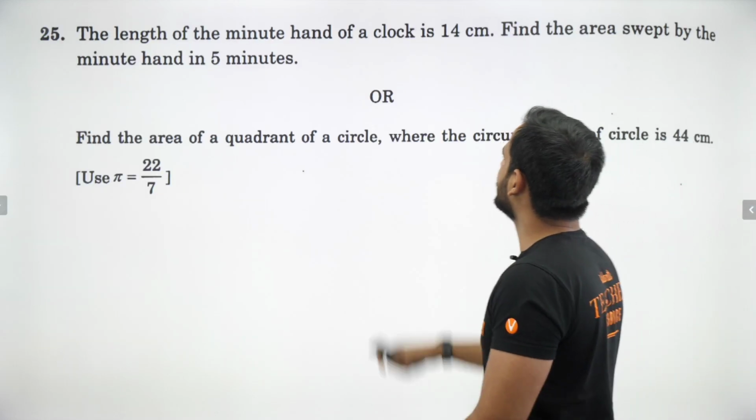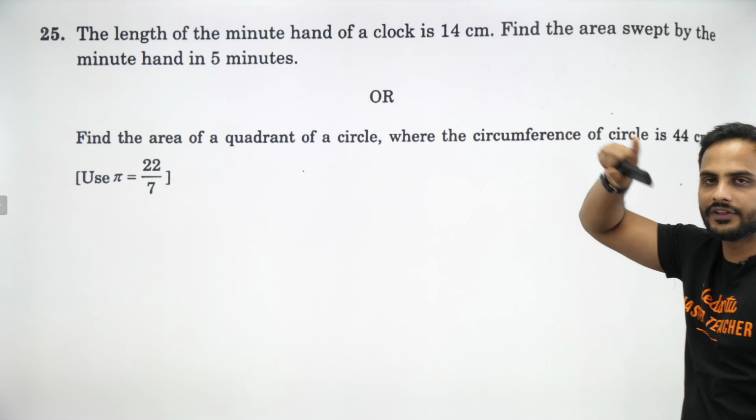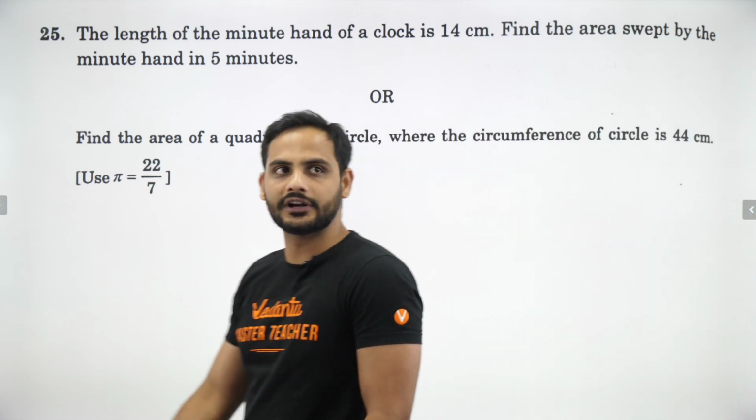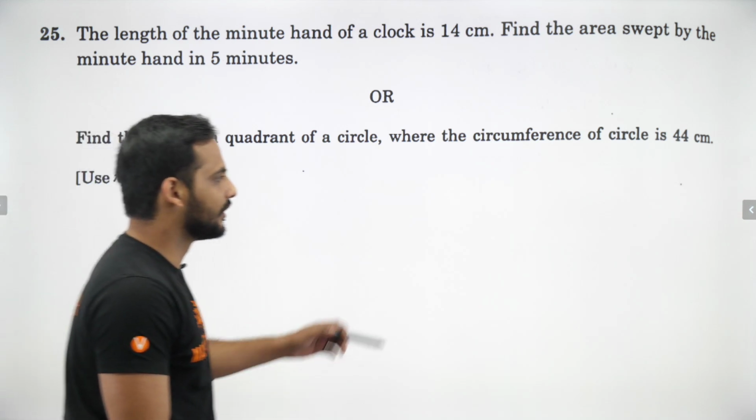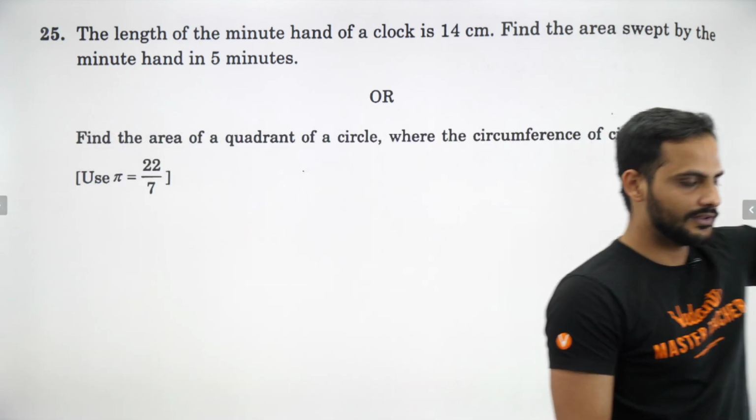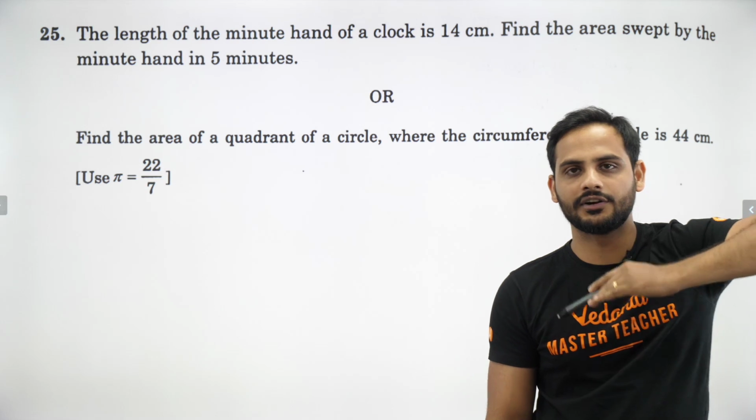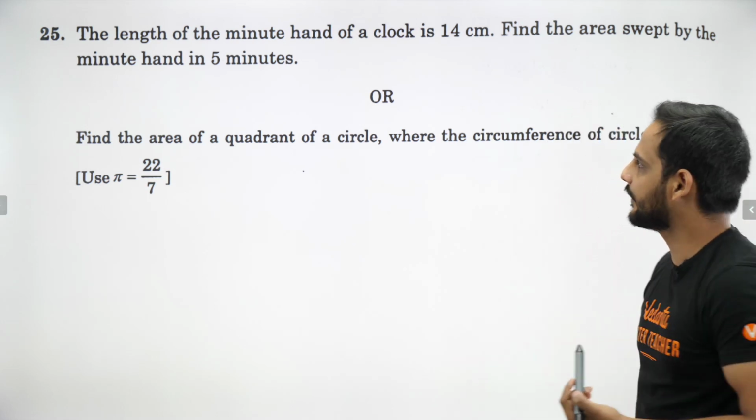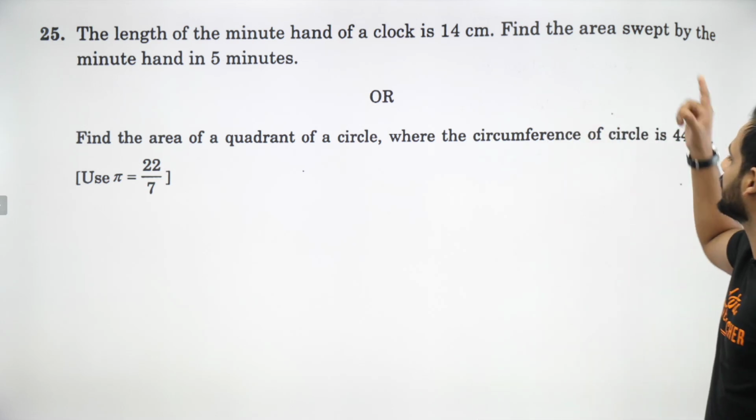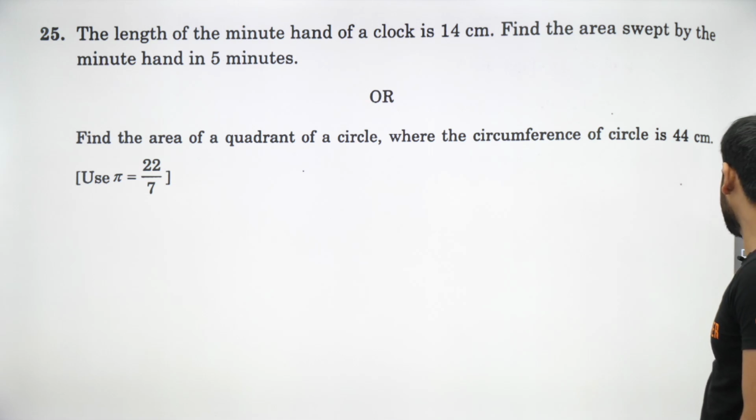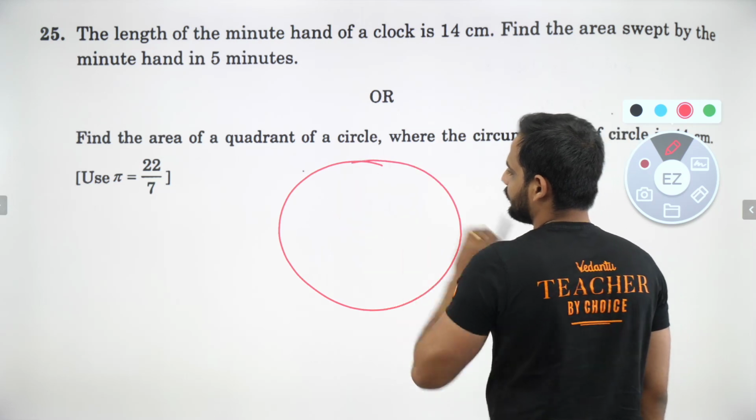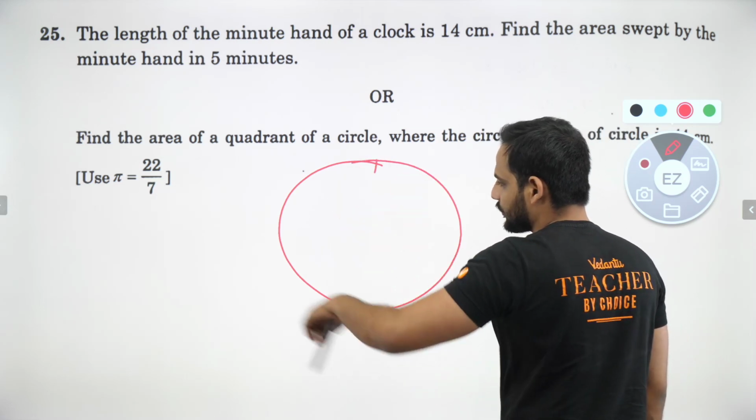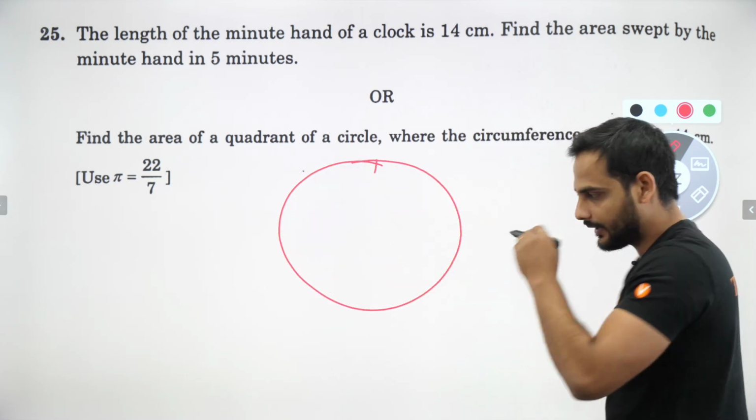The length of the minute hand of a clock is 14 centimeter. Find the area swept by the minute hand in 15 minutes. So देखो भाई, when the minute hand is moving, it is covering the sector of an area. So area of the sector you have to find out. But they are saying the area swept by the minute hand in 15 minutes. So you have to find out the theta. तो देखो यार, if you have a clock, how many minutes are there in total? Total 60 minutes are there.